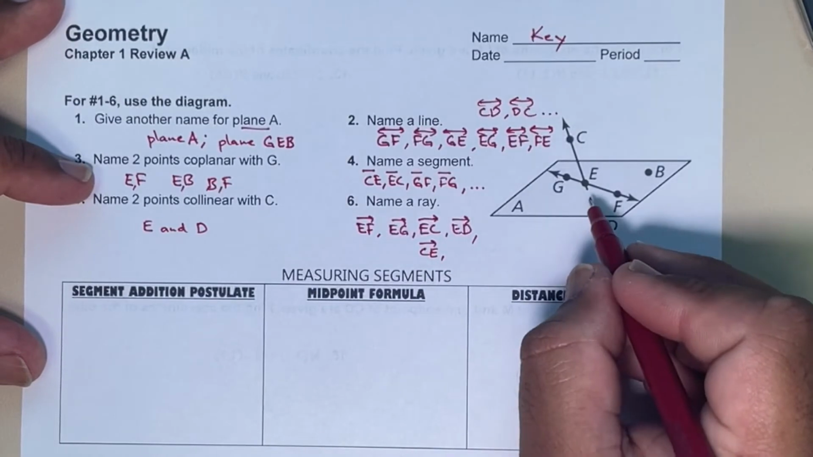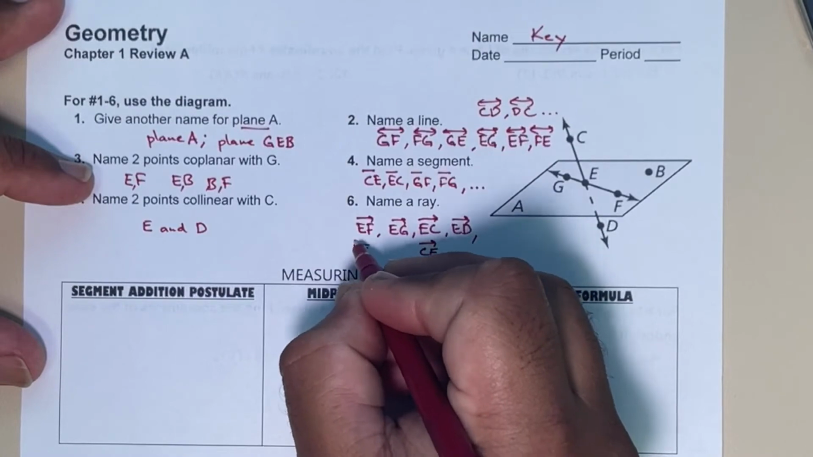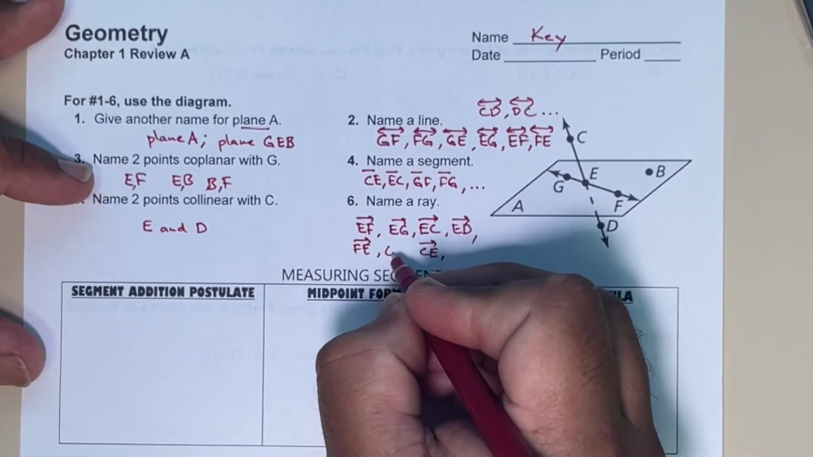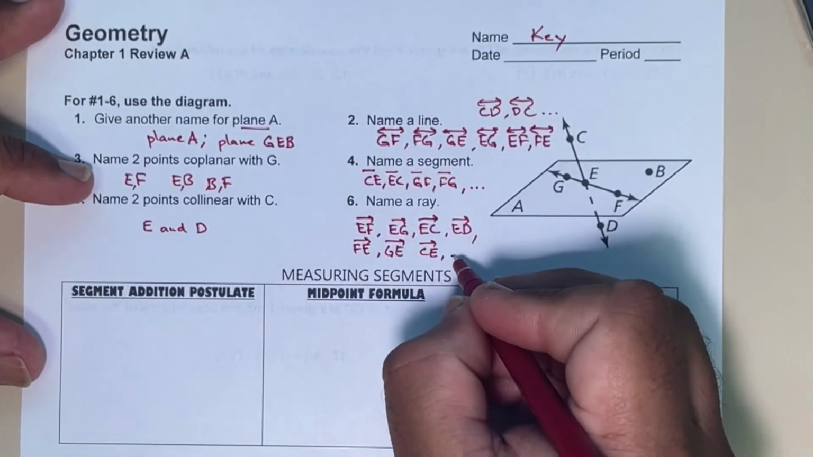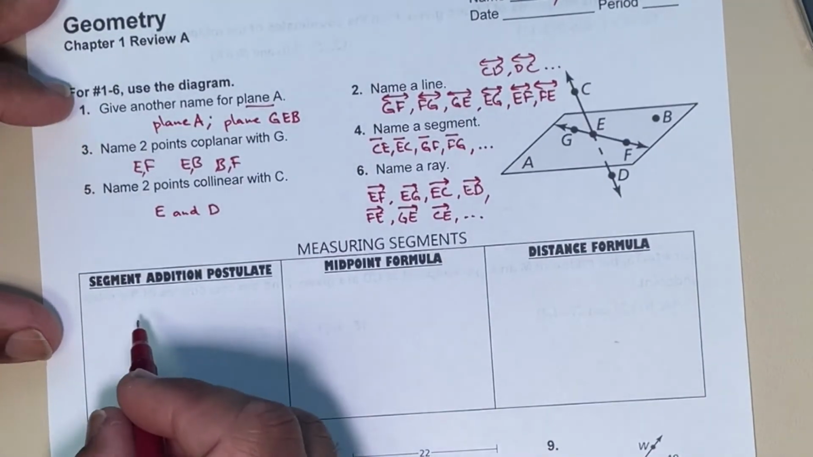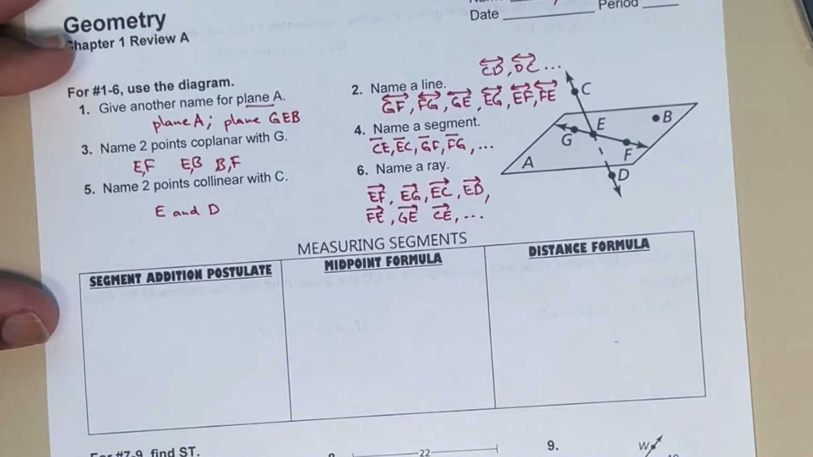Let's see, FE. So basically I can write these backwards because they're going in both directions. I can continue. Alright, segment addition postulate is where you are taking two segments. I'll use this one.